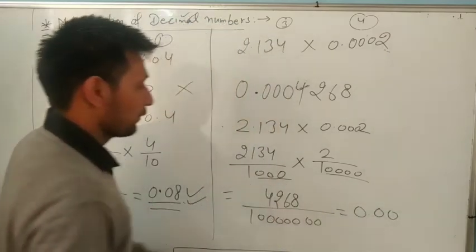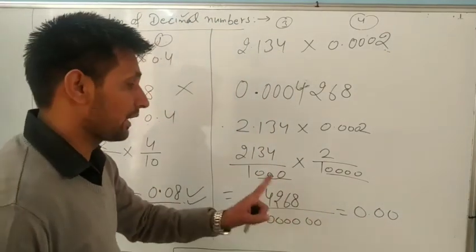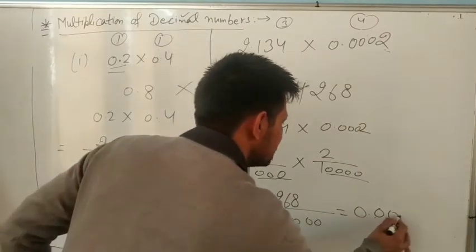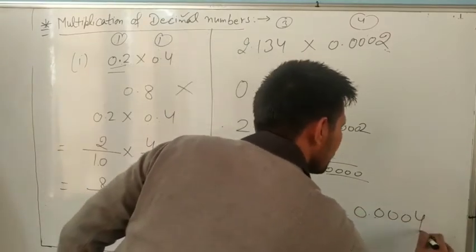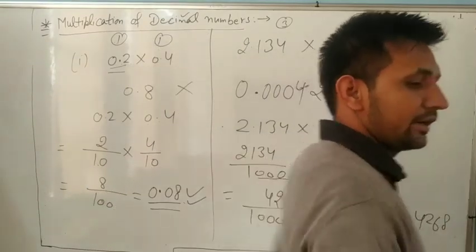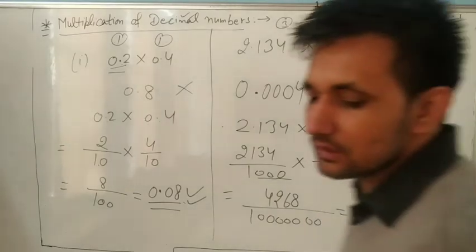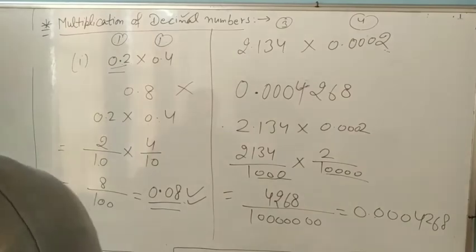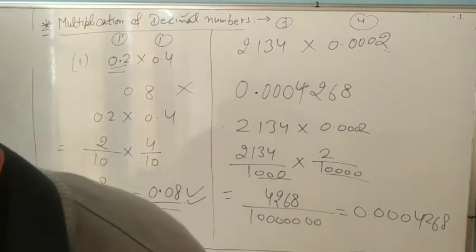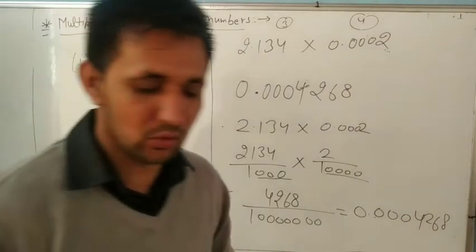0.00. After how many zeros in the denominator? 7. After the decimal, 7 digits. 0, 0, 0. And now 4, 2, 6, 8. Understand it? You have to always remember this one. Okay? So now we will do question number 1, exercise 2.6.